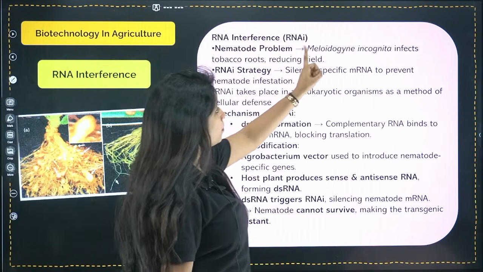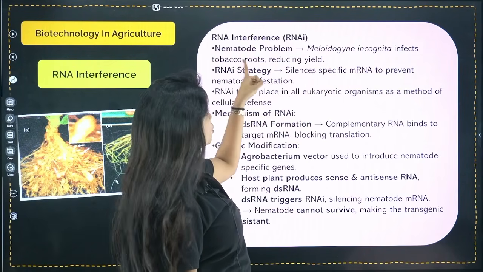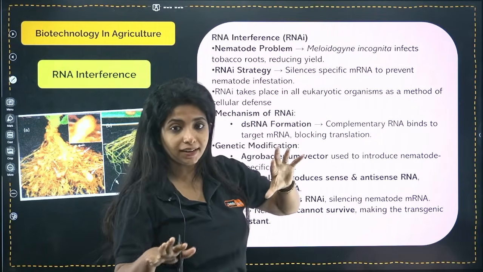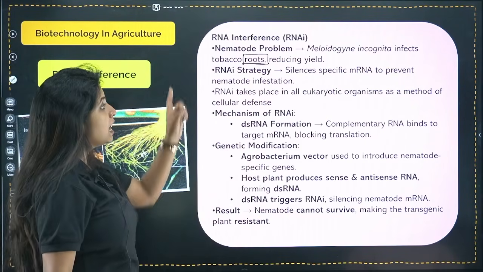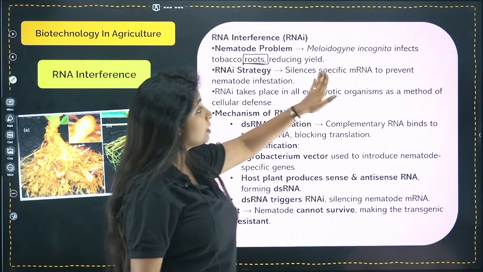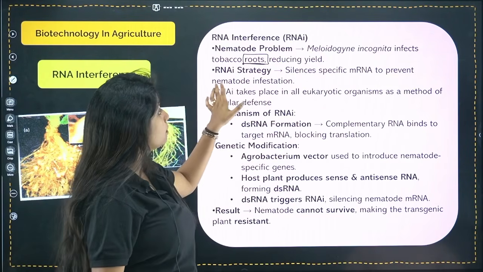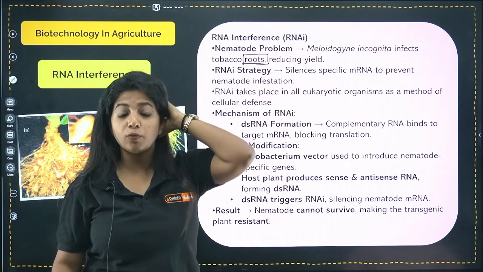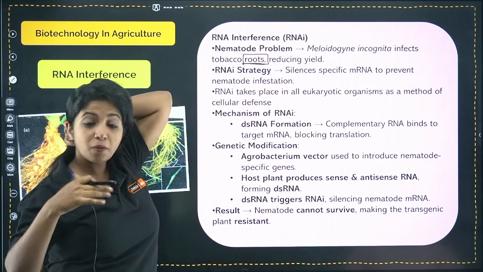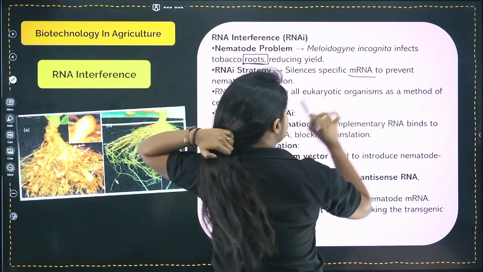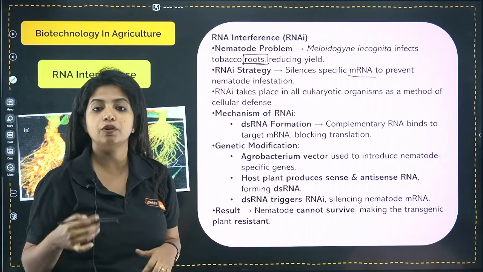Now over here, let's read it out and then all things will be even more clear. Nematode problem: Meloidogyne incognita infects the tobacco roots, reducing its yield. So where does it affect? The roots of the tobacco plant is the affected place. Now RNAi strategy: silences specific mRNA to prevent nematode infestation. What does it do? It silences. How does it silence? By going and binding up there. What does it silence? The mRNA out there, because you do not want it to produce the protein.